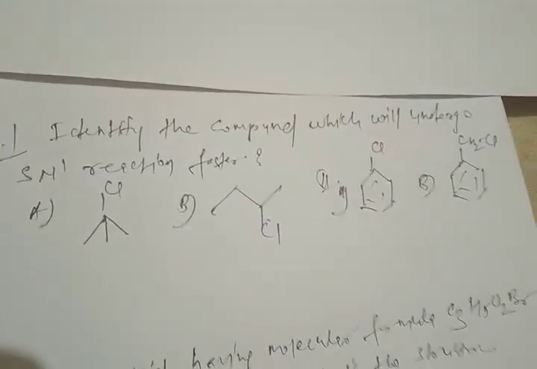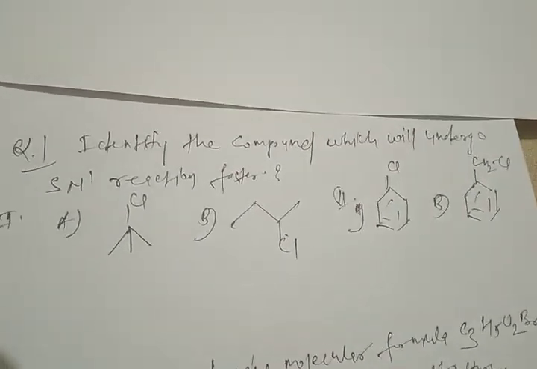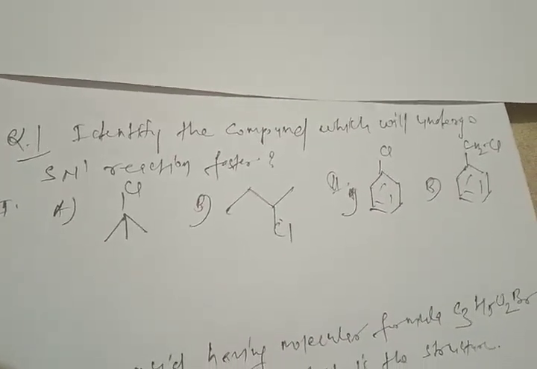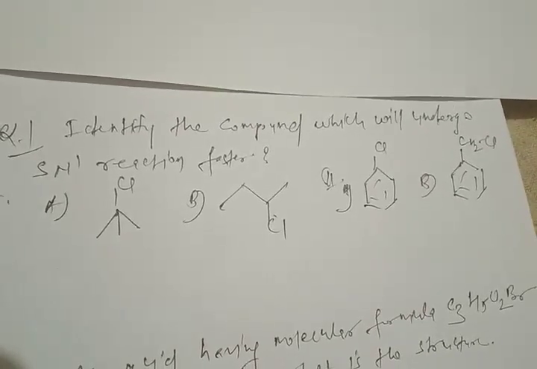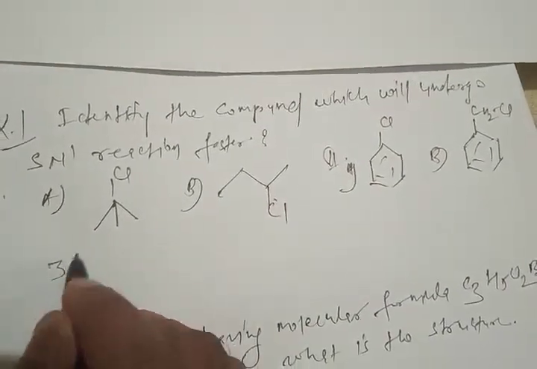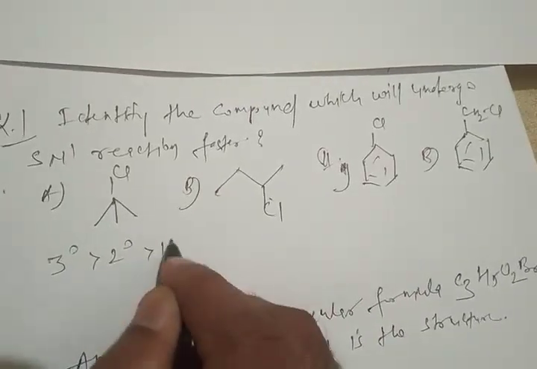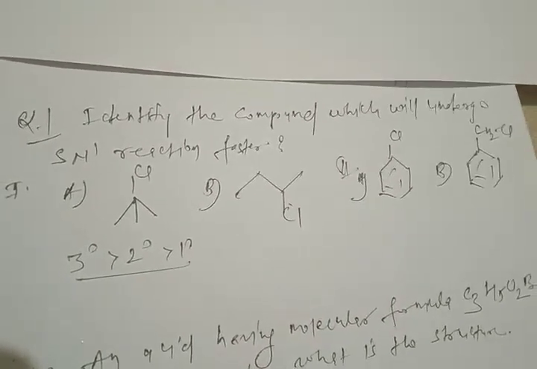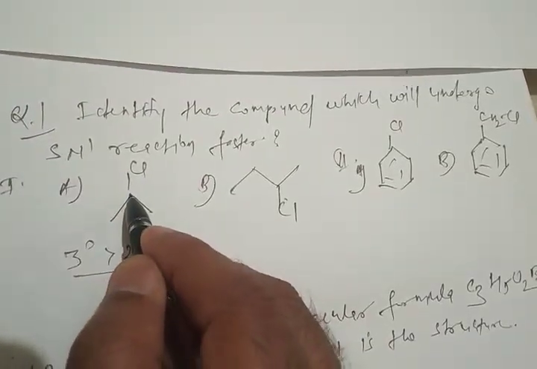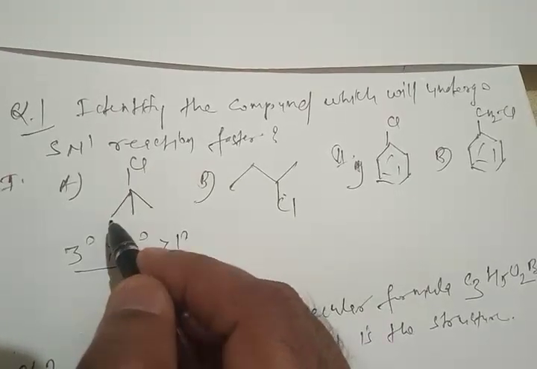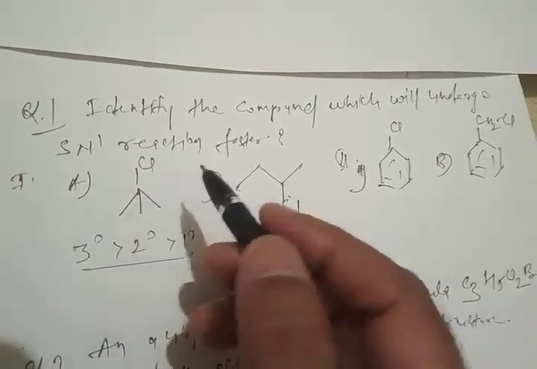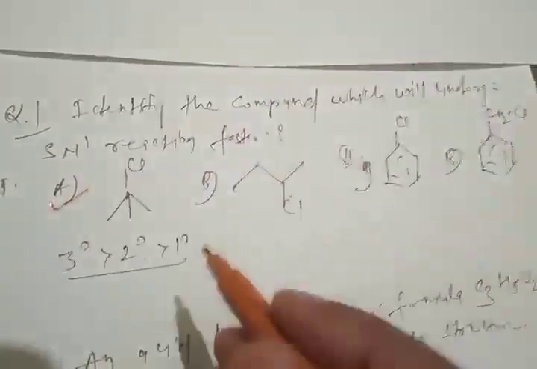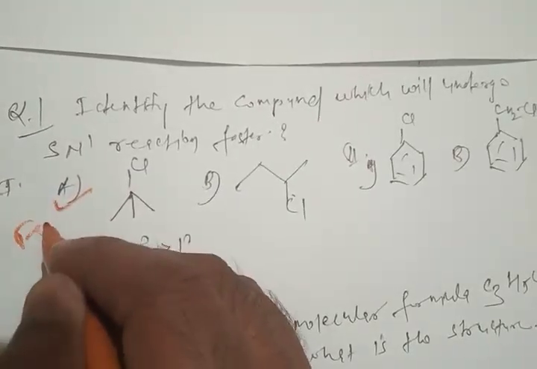So these are the questions which I had asked you, and let's discuss them. Identify the compound which will undergo SN1 reaction faster. Very simple. We know that the SN1 reaction is faster with a tertiary carbocation than secondary and primary. So we need to check which one is tertiary, which is secondary, and which is primary. Tertiary will be faster. As you can see, this carbon is tertiary because it is bonded with three different methyl groups. So without any doubt, this will give faster SN1.